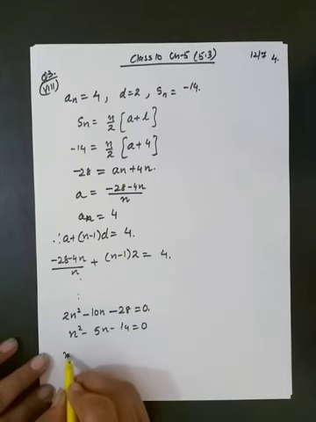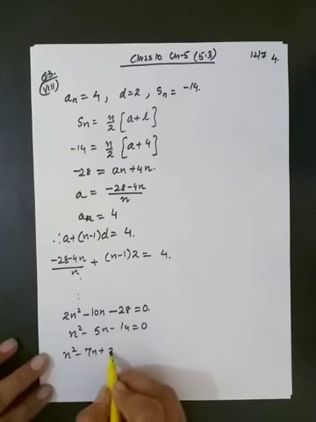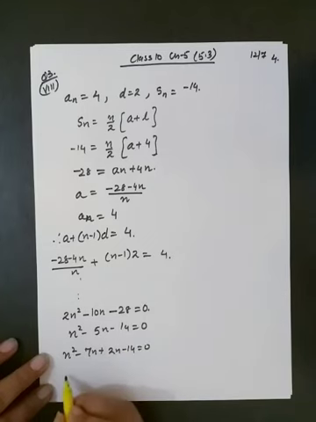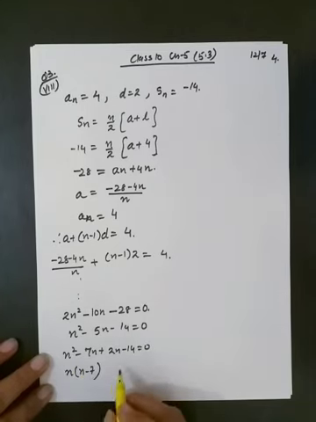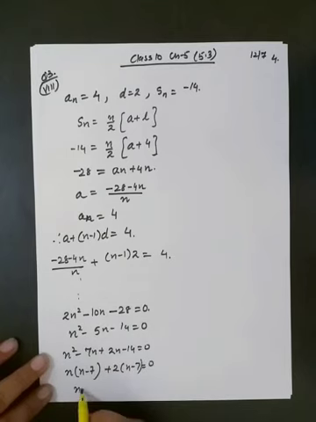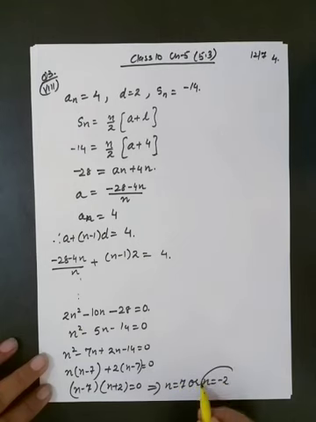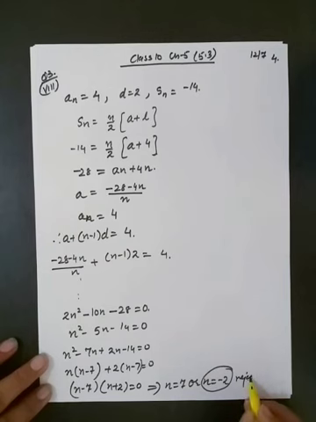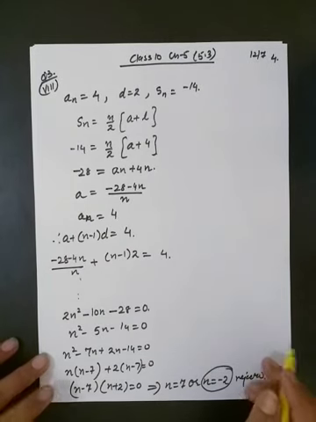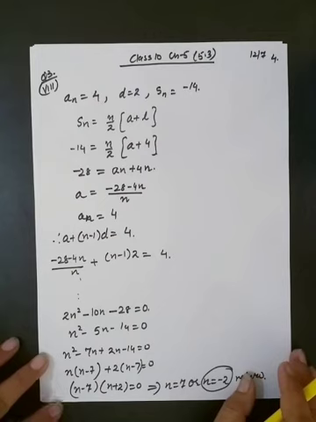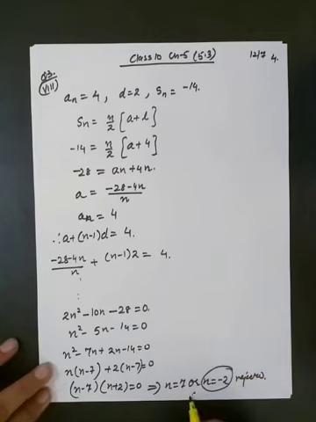Now we can factorize it. n square minus 7n plus 2n minus 14 is equal to 0. n common, n into n minus 7 plus 2 into n minus 7 is equal to 0. And we get n minus 7 into n plus 2 is equal to 0. This gives you n is equal to 7 or n is equal to minus 2. So we have to reject this value. So therefore n is 7.